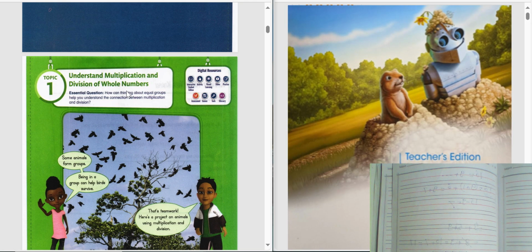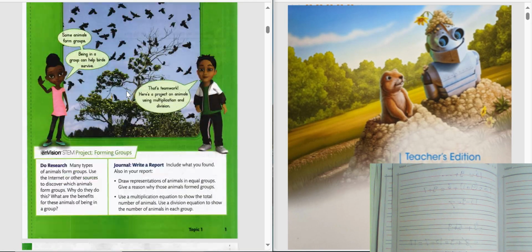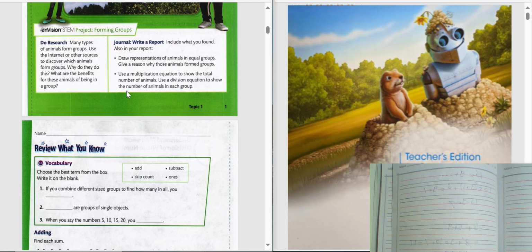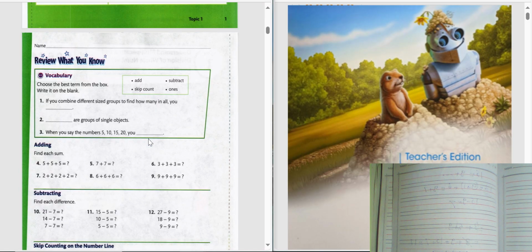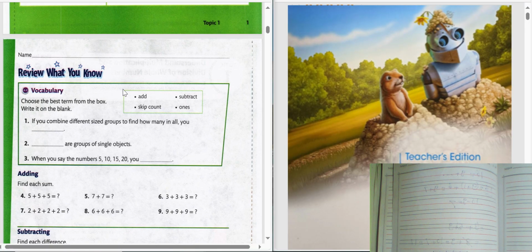Topic number 1, understand multiplication and division of whole numbers. We know the signs here, multiplication and division. Today we will review first, okay? First, page number 2, review what you know. Like this, we will review all the questions which we studied before, okay?